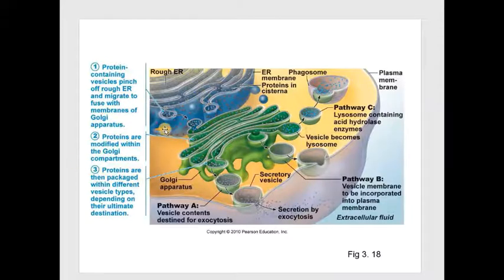So here's an example. The rough ER is going to utilize its ribosomes in order to make a bunch of proteins. Those proteins are going to float into the Golgi apparatus. That Golgi apparatus is going to package them into lysosomes or vesicles, and then those packaged vesicles are going to float through the cytosol to the plasma membrane and go through exocytosis to secrete those proteins into the environment.